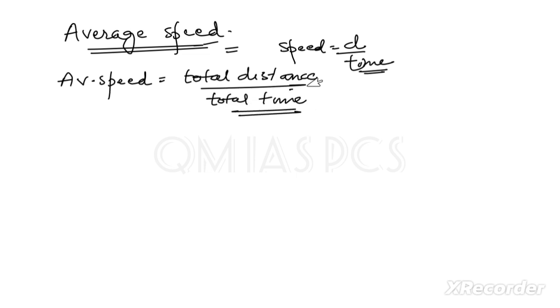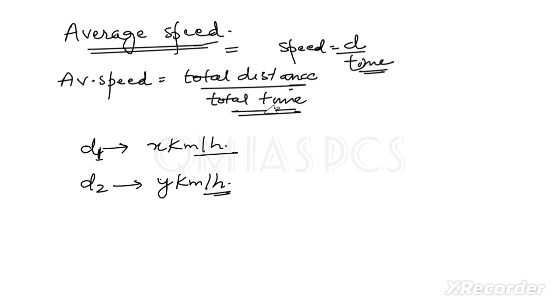When we solve numericals, then you will get to know how to solve these questions. Let me give you one condition for how to solve this question. Suppose distance d1 is covered at a speed of x kilometer per hour, and then distance d2 is covered at a speed of y kilometer per hour.